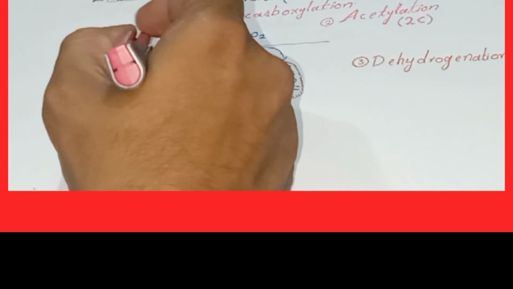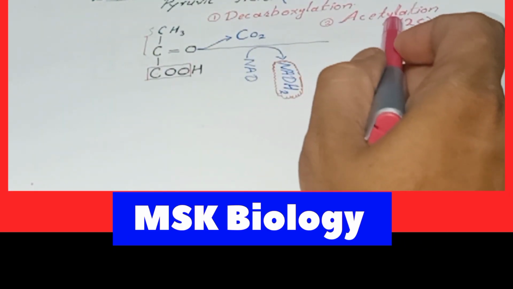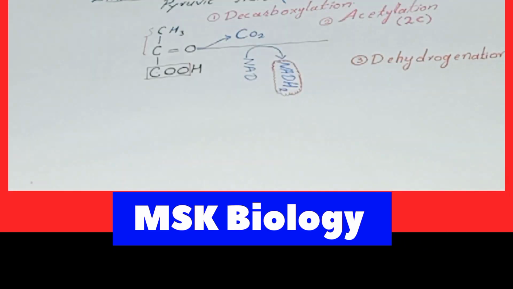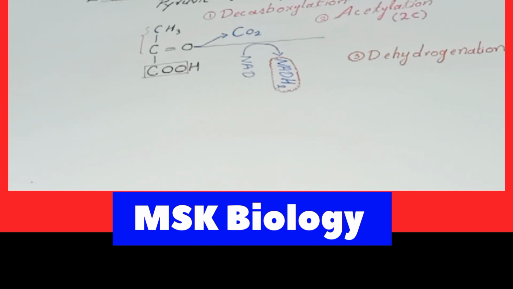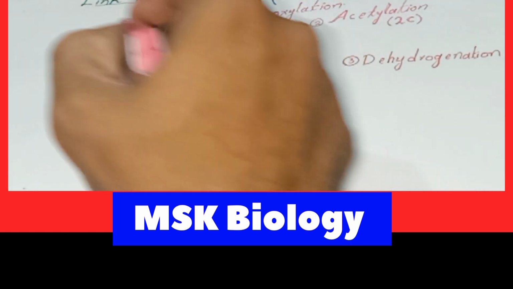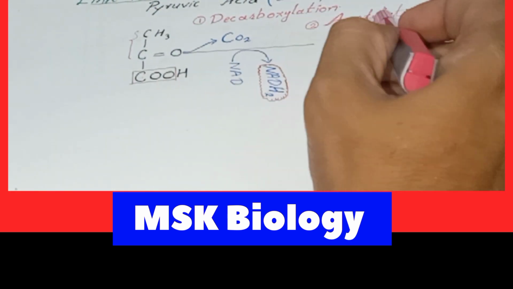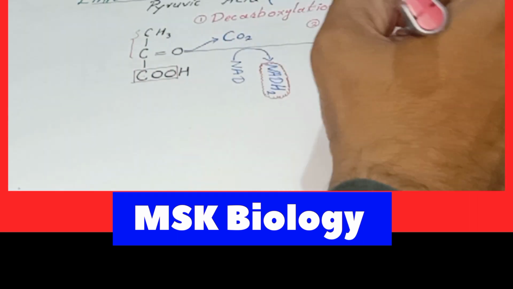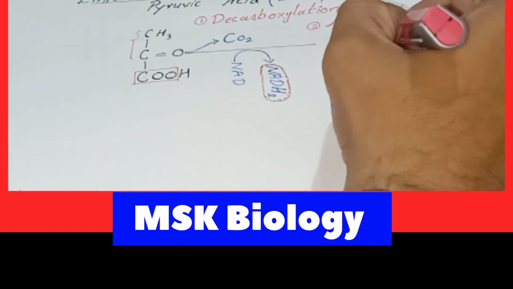Decarboxylation occurs, carbon is converted into carbon dioxide, and the remaining two carbon molecule is called acetyl, and the formation of this acetyl is called acetylation. This acetyl is a two carbon molecule.